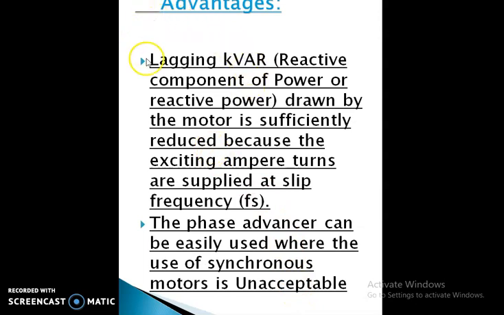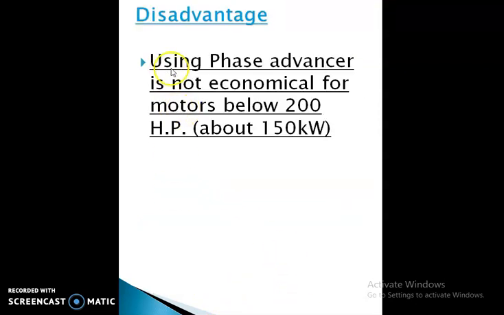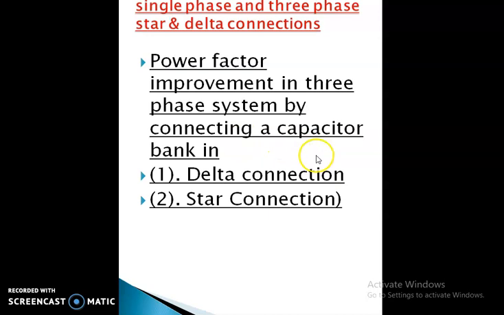What is the advantage of phase advancers? The lagging kVAR or reactive component of power drawn by the motor is sufficiently reduced because the exciting ampere turns are supplied at slip frequency Fs. The phase advancer can be easily used where the use of synchronous motors is unacceptable. Disadvantage: using a phase advancer is not economical for motors below 200 HP, about 150 kilowatts.